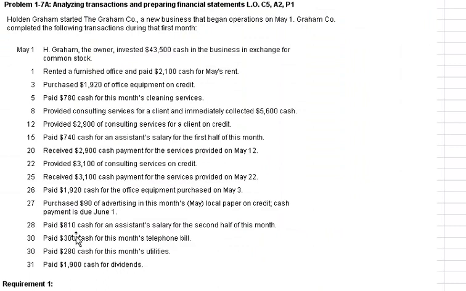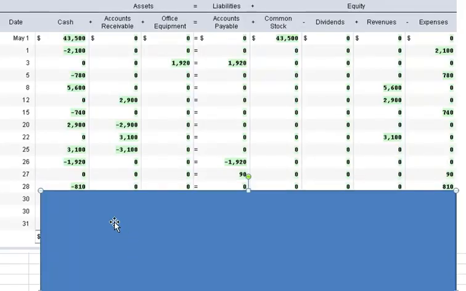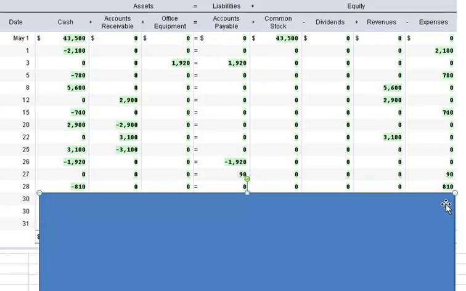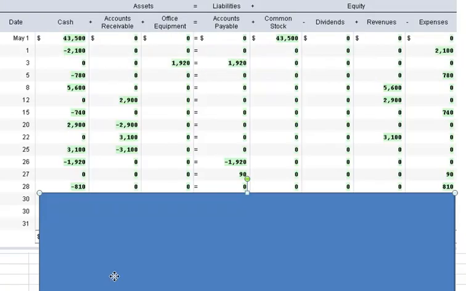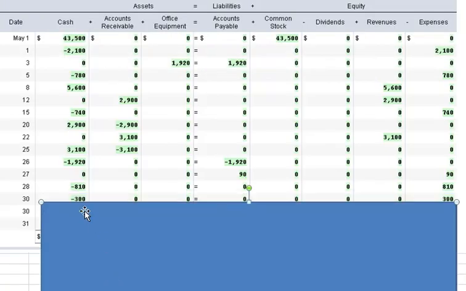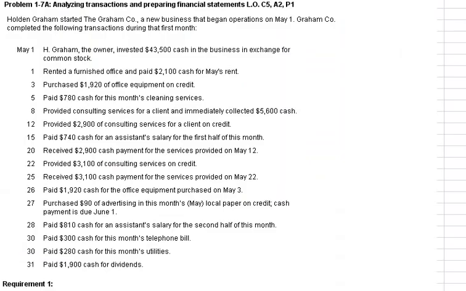On the 28th, we pay $810 cash for the assistant's salary. So let's show that. Cash should decrease by $810. We have that assistant's salary again showing up under salary expense, so we show it under the expense column. Now we move on to the 30th. We paid $300 cash for this month's telephone bill. $300 credit, and $300 increase in expense.